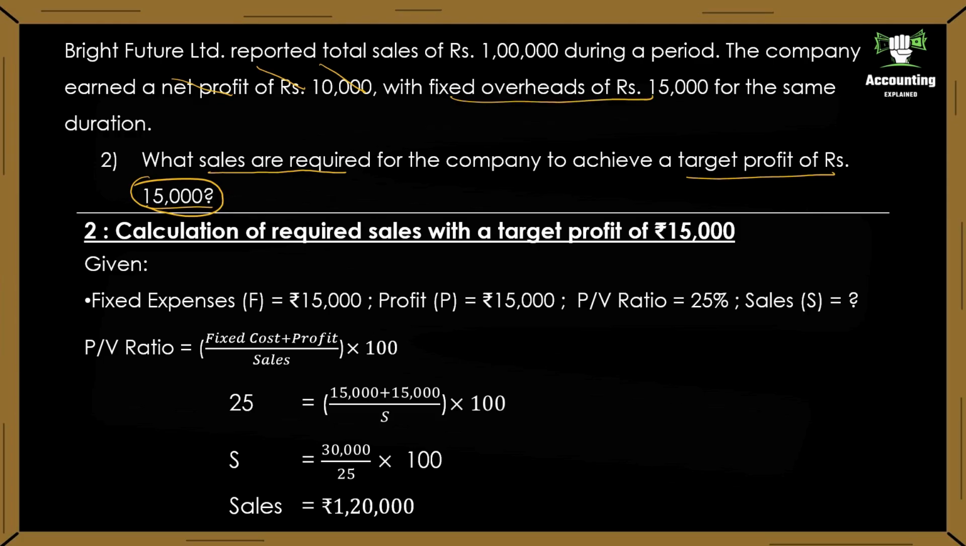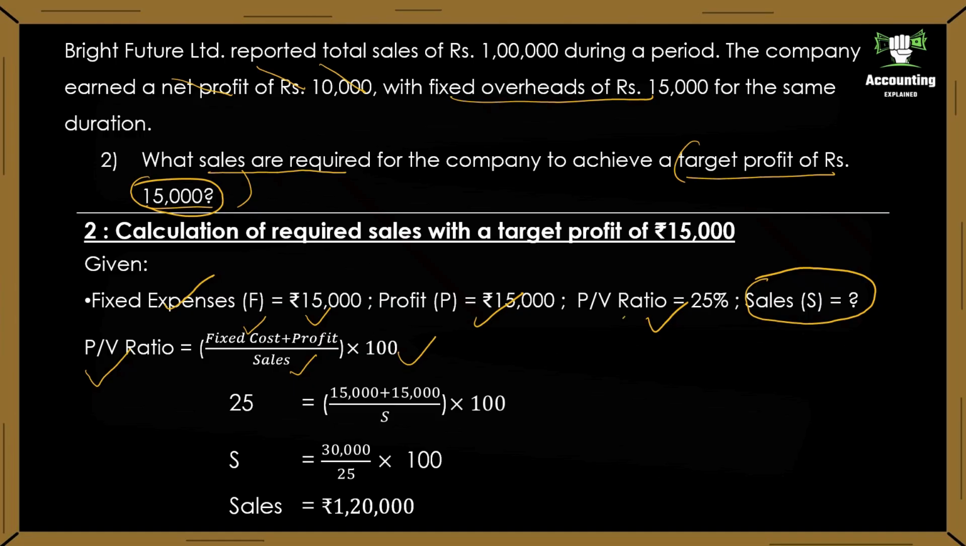Let us see. Fixed cost is 15,000, same. Profit is 15,000 because that is the target profit they have given in the question. P by V ratio, just now we have calculated as 25%. With this information, we have to find out the required sales. So we are going to use the same formula which we used before for the first point.